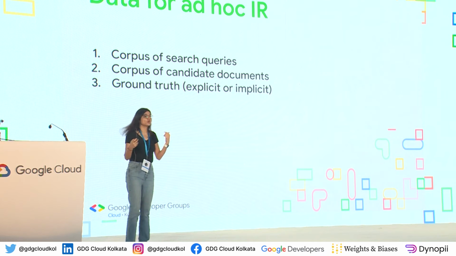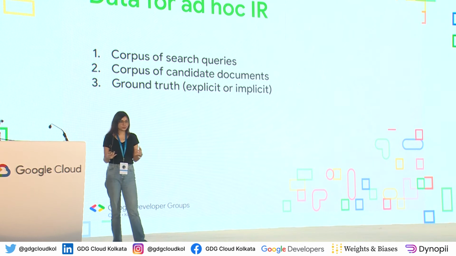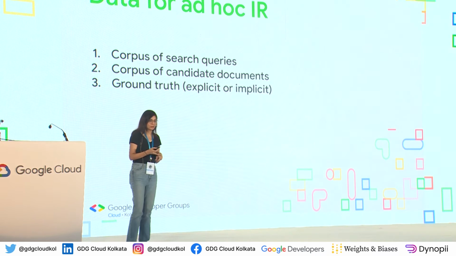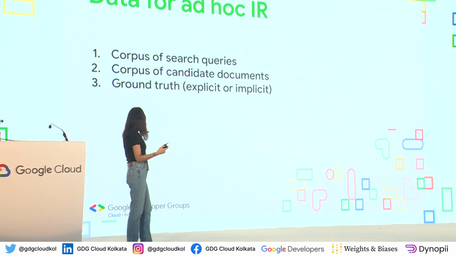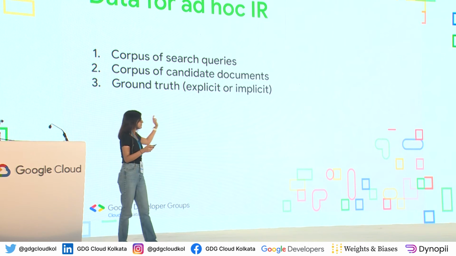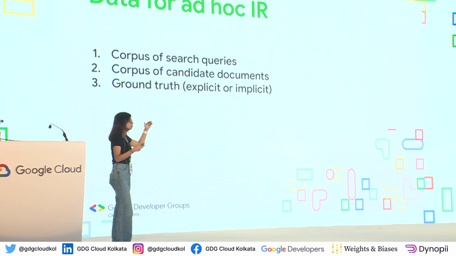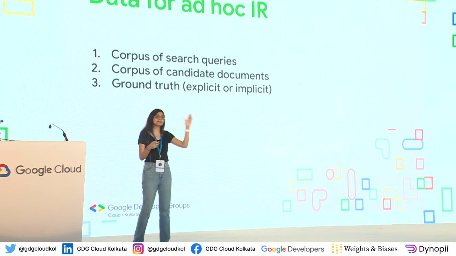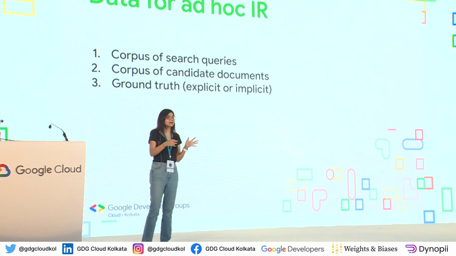So you would need a corpus of search queries. You'd need a corpus of candidate documents, or you can call it a knowledge base or something else. And then there's a ground truth. What ground truth means is that for every query, you will have a list of documents which are relevant to that query. And also you might have negative documents.